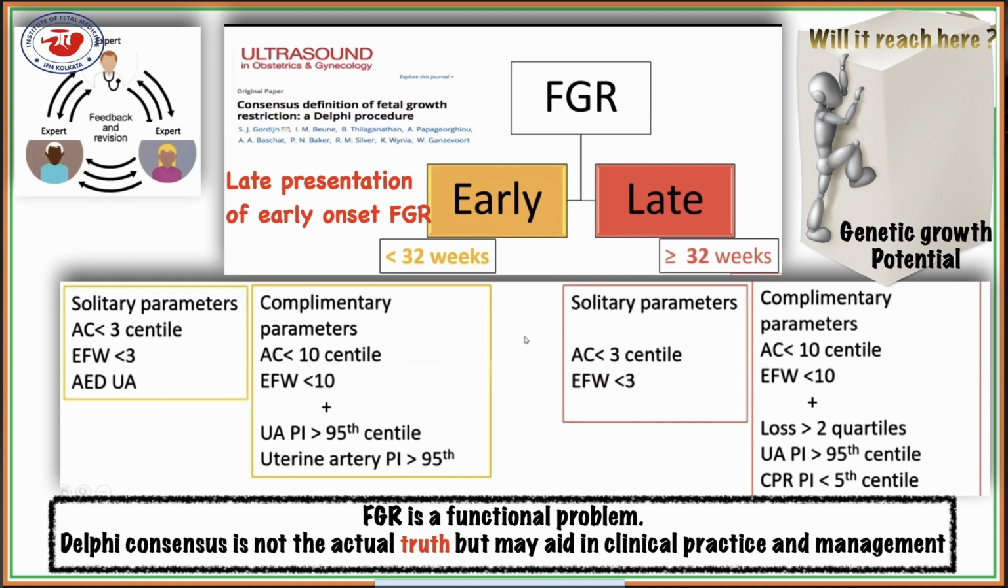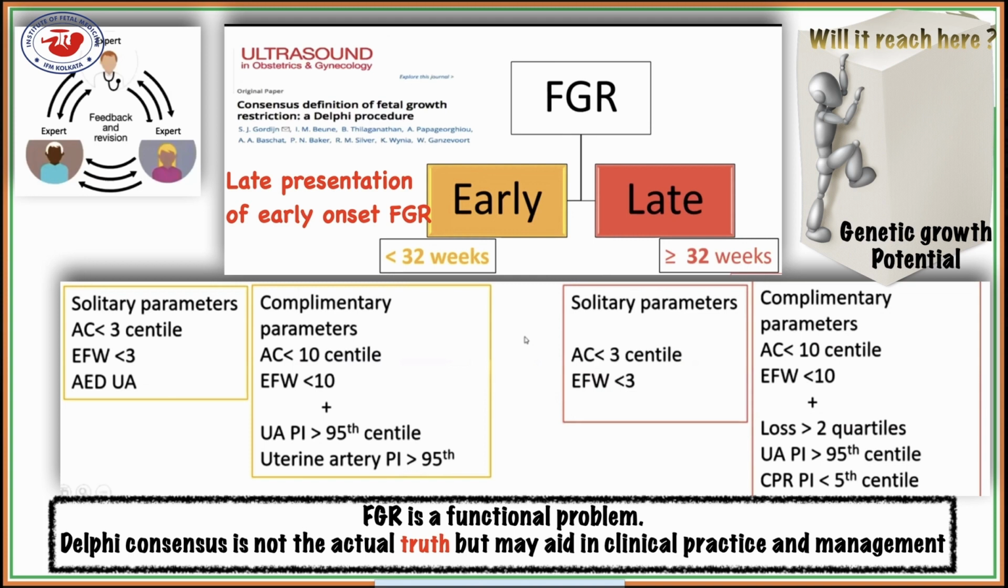There is an endowed growth potential for every fetus. Now it is supposed to reach its growth potential, but because of whatever reasons, placental reasons, intrinsic fetal reasons, environmental reasons, maternal reasons, it is not able to reach its endowed growth potential. That is the basic definition of FGR. But this is a functional definition. How do we understand what was the potential of the baby? The proxy of that is in terms of biometry.